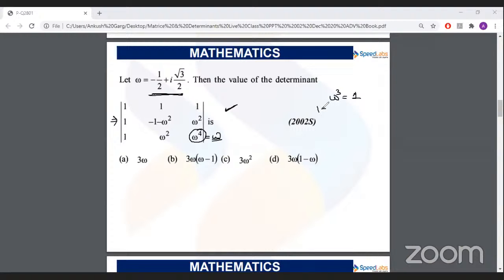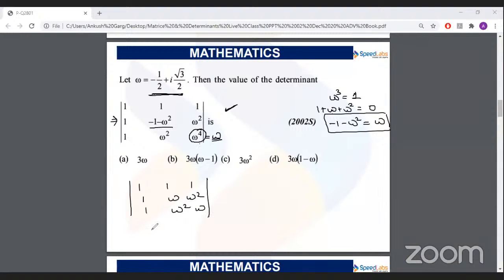Okay, and there is one more property, that 1 plus omega square is 0. So can you see I can write this minus 1 minus omega square as simply omega, right? So this determinant will become 1 1 1, 1 omega square, 1 omega square, and this omega to the power 4 is omega.